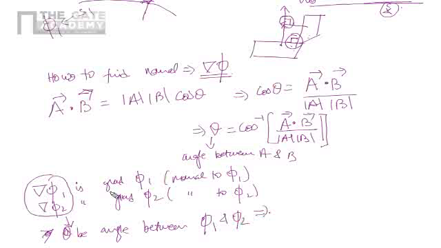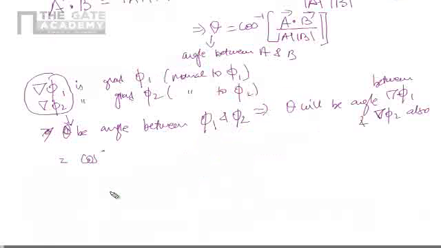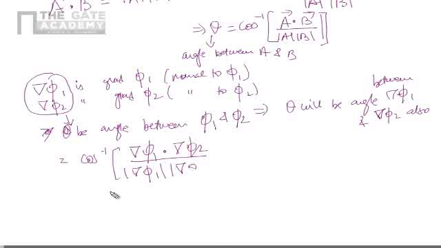Implies theta will be the angle between normals also. So the angle between del phi 1 and del phi 2, because the angle between the surfaces is nothing but the angle between the normals to the surfaces. We have seen it, right? So ultimately theta is nothing but cos inverse of del phi 1 dot del phi 2 divided by mod del phi 1 mod del phi 2. That's it. This is the answer. Ultimately we have to find these things and plug in these values here. We will get the answer.